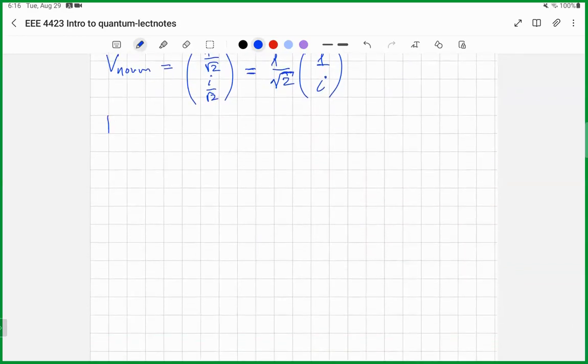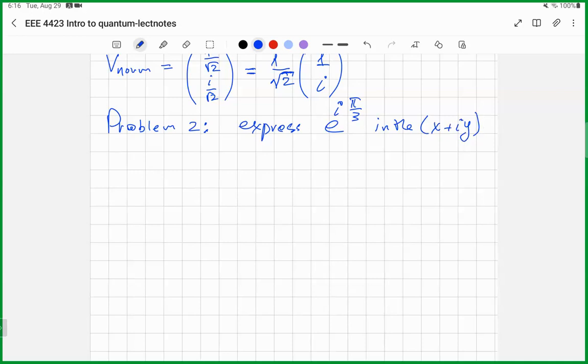So the problem 2. Let's take something very, very simple. So let's, using Euler's formula, express e to the power of i pi over 3 in the xy form.